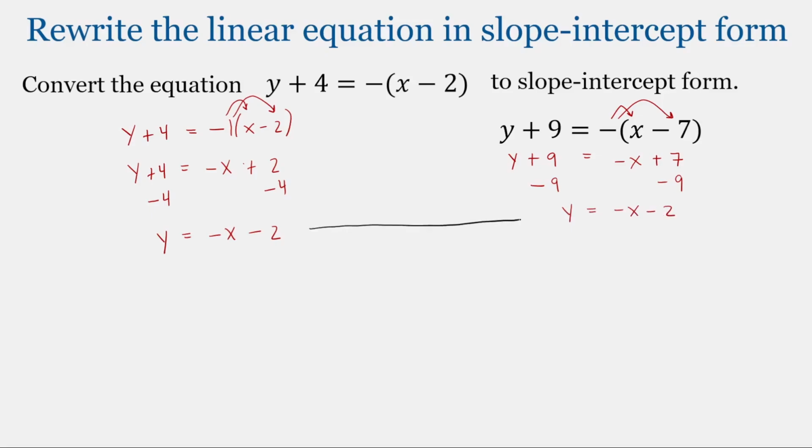And we end up with y equals negative x minus 2. Well, these are the same equations: y equals negative x minus 2 when written in slope-intercept form. So when you look at these equations in point-slope form, they do have the same slope. For each of these, our slope is equal to negative 1.